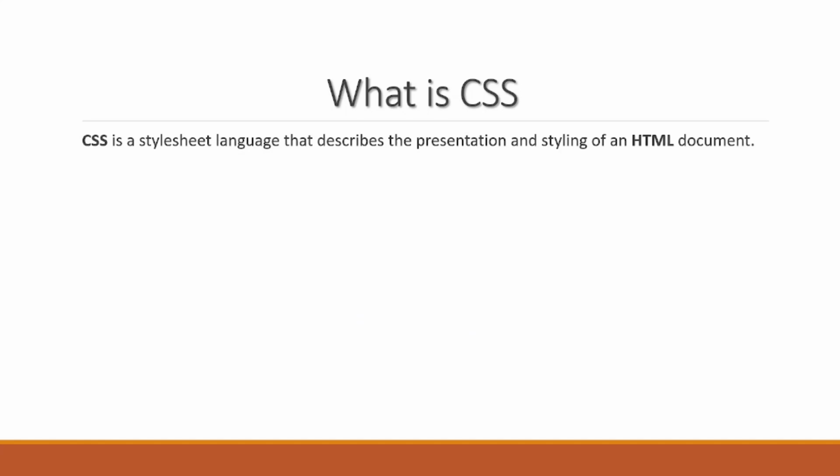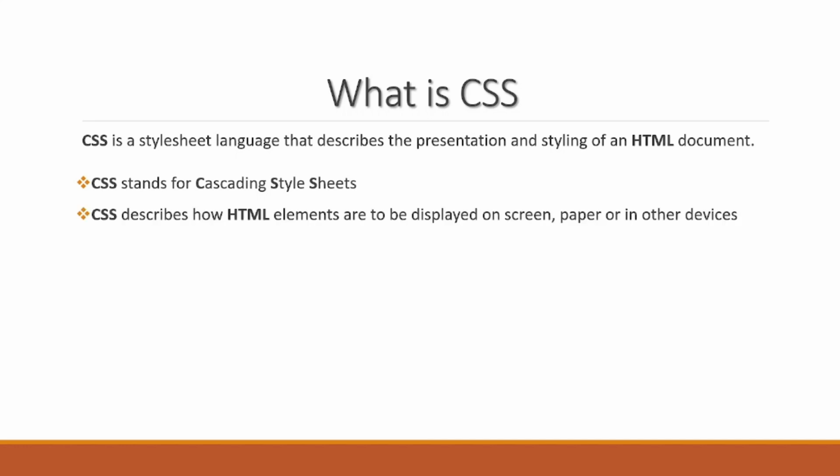CSS is a cascading style sheet language that describes the presentation and styling of an HTML document. That is, after the creation of an HTML document, if you want to add beauty and positioning, the way it will look to a visitor, we use CSS to achieve that. The full meaning of CSS is cascading style sheet. The first C is for cascading, the S for style, and the next S for sheet.